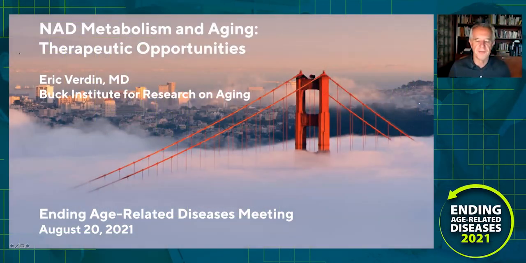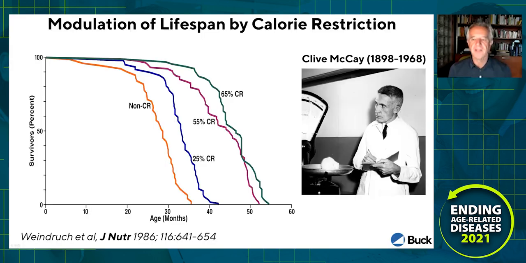The focus of my laboratory over the last 20 to 25 years has been trying to understand one of the most well-characterized interventions that actually increases not only lifespan, but health span. And this is an original observation by Clive McCay showing that calorie restriction of mice or rats can actually dramatically increase lifespan, as shown on this first slide.